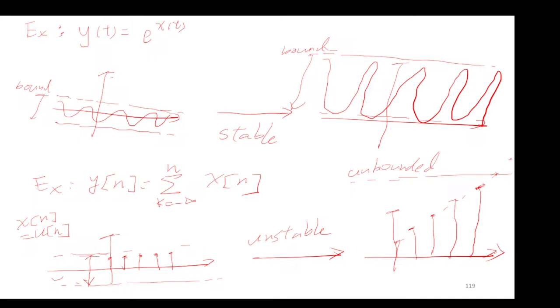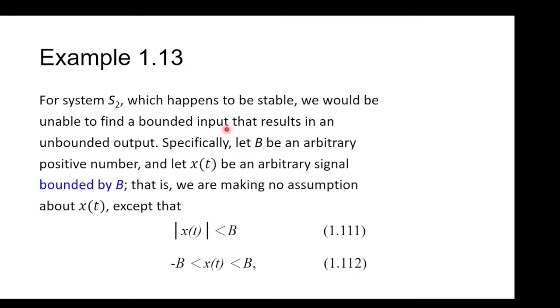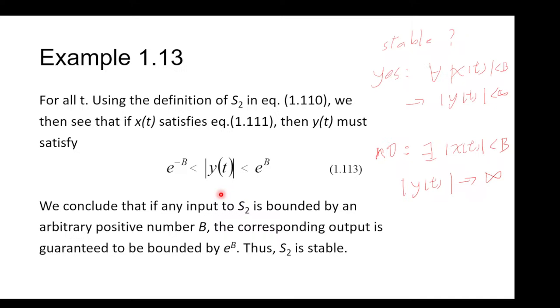Yeah, but for the exponential function, if x of t goes to greater values, it's going to be unbounded. Why is it still bounded? Yeah, so if you go to the formula, if your x of t is bounded by some b, then your y of t is just going to be bounded by exponential of b. And if b is a finite value, then exponential of b is a finite value. Yeah. Okay?